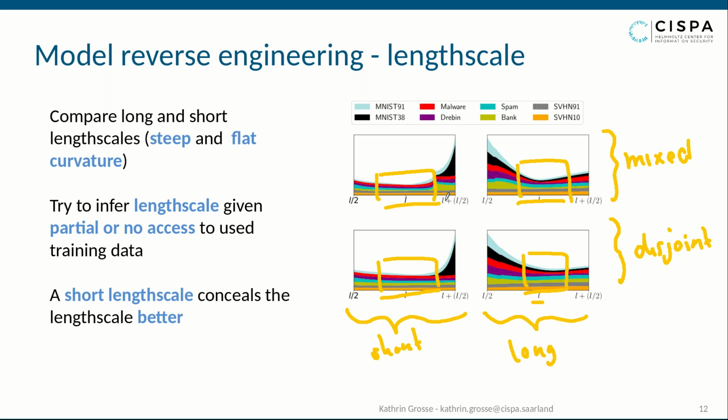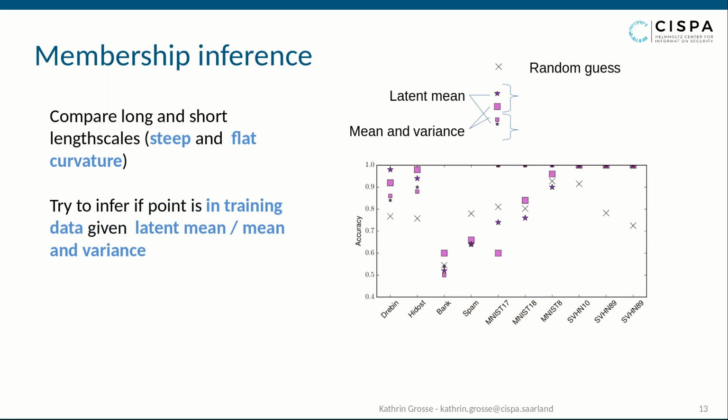So what we can conclude here is that a short length scale conceals the length scale parameter better. Going up to the next attack that we studied, which is membership inference. Here the attacker tries to determine for a certain point if it was part of the training data or not. Again, we compare a long length scale, which in this plot are the big symbols, and a short length scale, which in this plot are the small symbols.